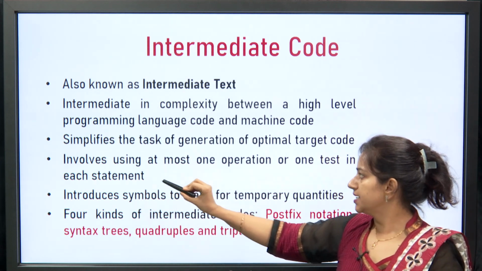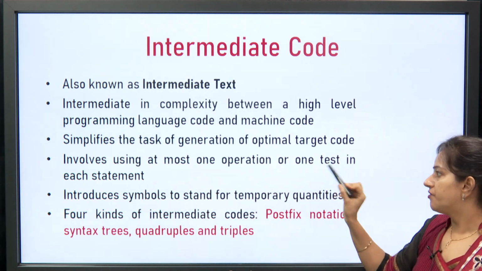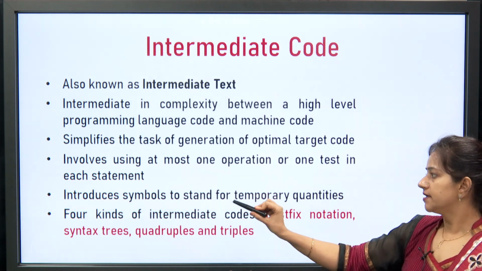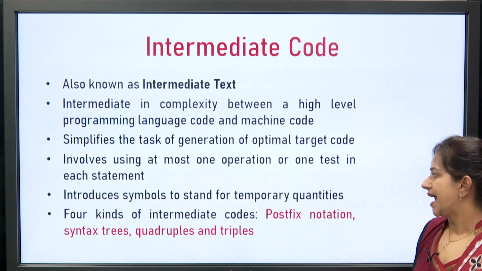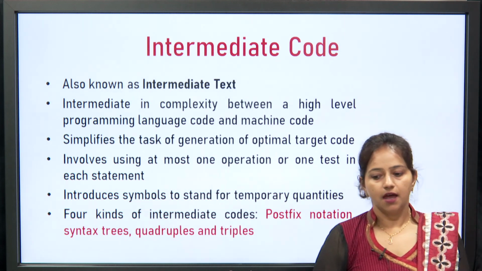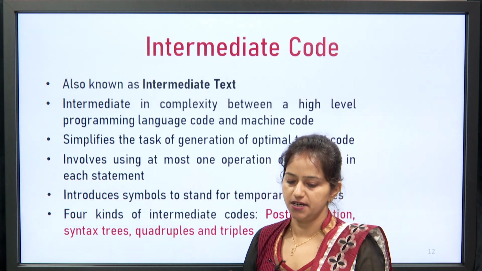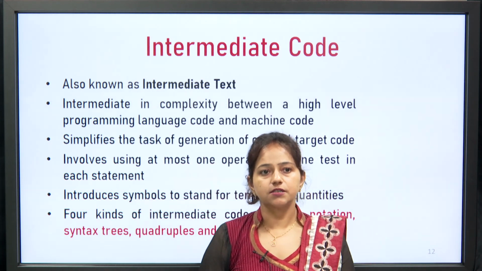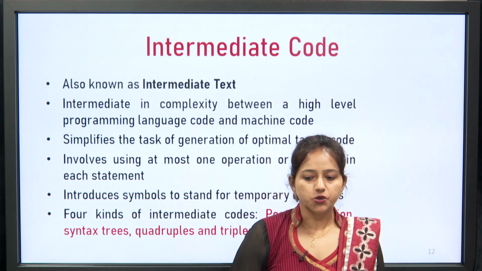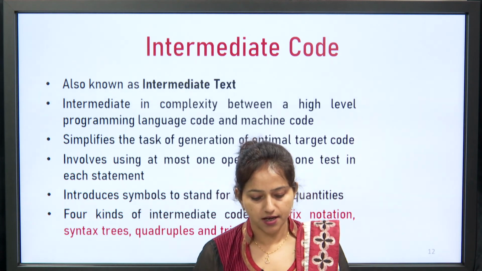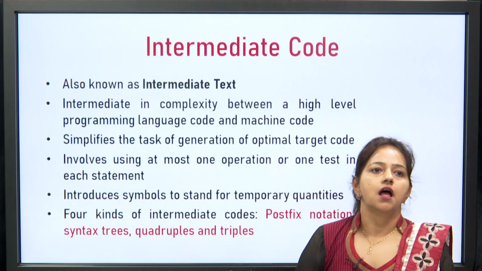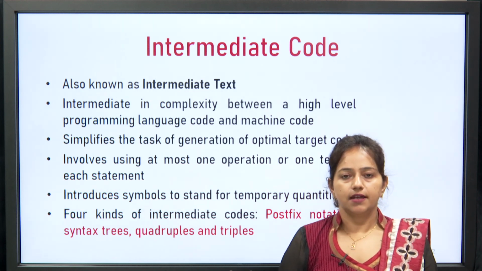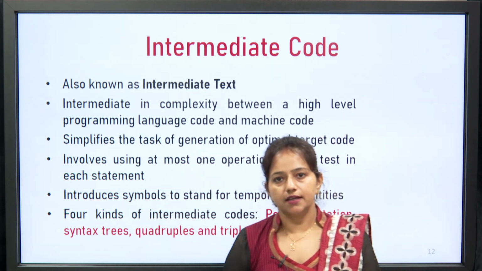It involves using at most one operation or one test in each step. It introduces symbols to stand for temporary quantities. There are 4 types of intermediate code: postfix notation, syntax tree, quadruples and triples. So, this shows the 4 kinds of intermediate code, and they will be discussed in the next lecture. In this lecture we have covered the SDTs.